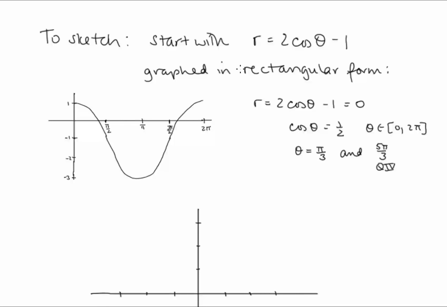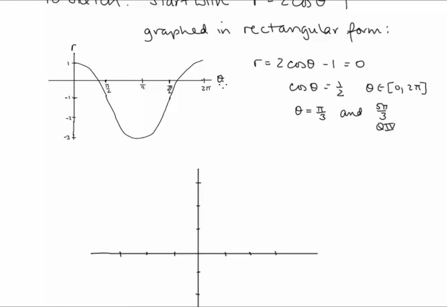Again, we start with a sketch in rectangular form. So here we have r as a function of theta graphed in rectangular form. This is 2 cosine theta minus 1. So we have a cosine graph with an amplitude of 2 and then shifted down 1 unit. We see that when theta is equal to 0, r starts at 1. So when theta is equal to 0, facing the positive x-axis direction, r is equal to 1. So we start here. And then as theta increases to pi over 2, r decreases to negative 1.